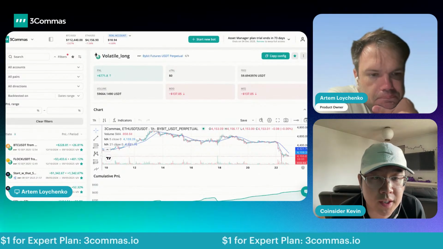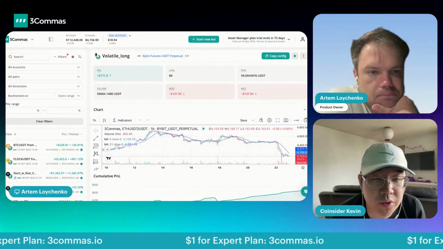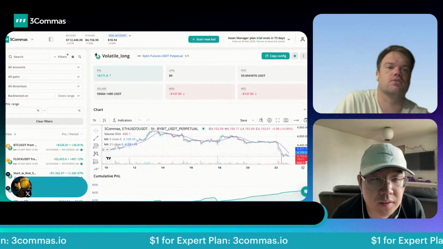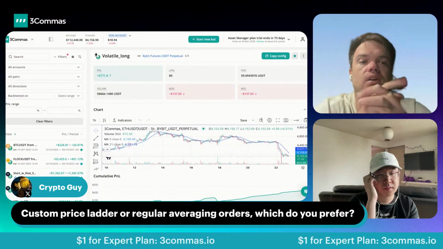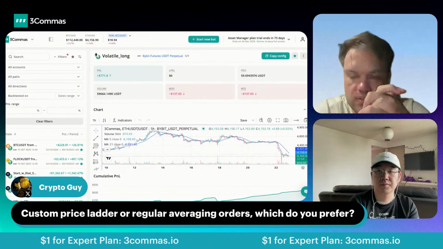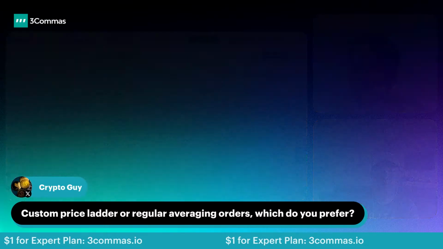Which do you use more, custom price ladder or averaging orders? Oh, it's a good question, actually. We recently just introduced a custom price ladder, and I personally use custom price ladder more because I think it's easier to set up.